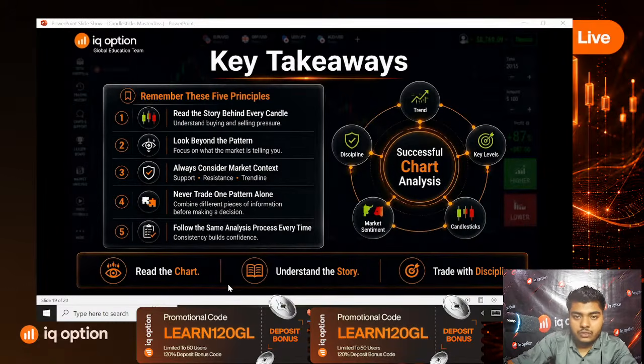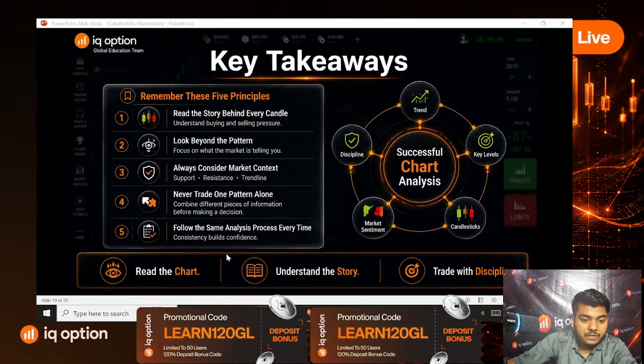Okay, if you don't understand what market structure is, you can watch our previous market structure class so that you can understand the full picture. And the third is: always consider market context, support, resistance, and trend line. Combined with support, resistance, and trend line, you will get excellent trading setups. The fourth is: never trade one pattern alone. One single pattern means nothing. Combine different pieces of information before making any decision. Combine the trend, market structure, support, resistance, trend lines, and strong candlestick patterns, and it will give you a good trading setup.